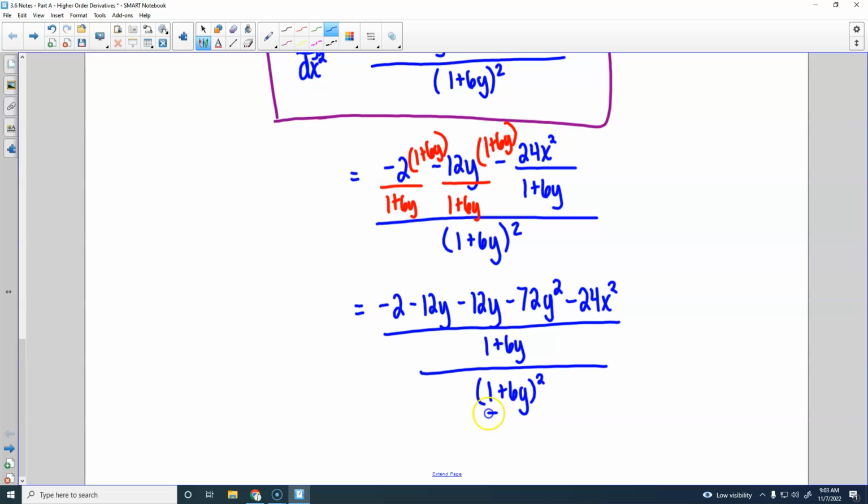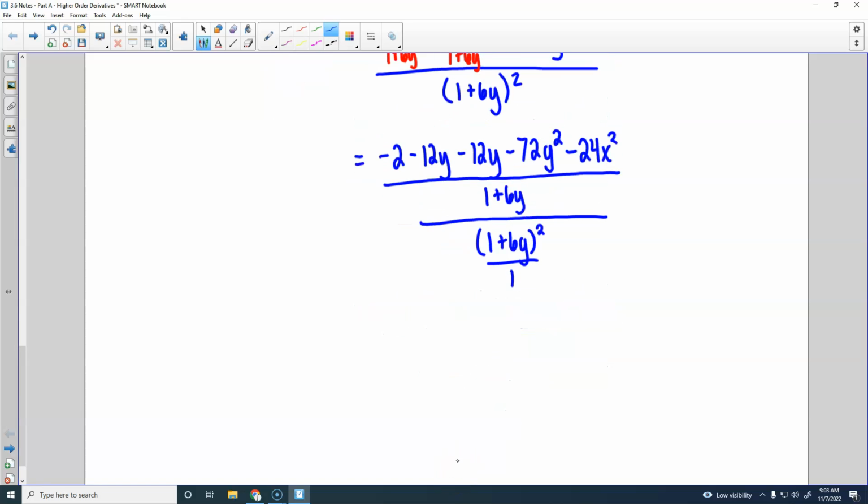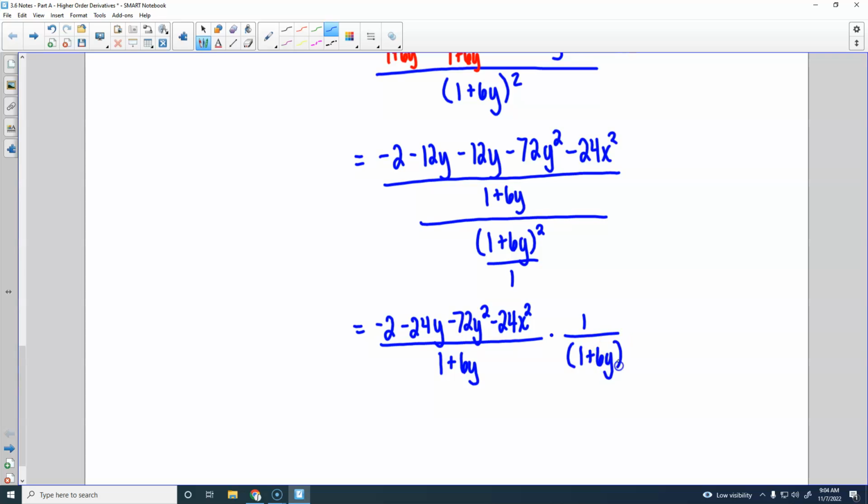And I'm going to write this as 1 plus 6y squared over 1 right here. So, dividing fractions is easy as pie. Flip the second and multiply. So I'm going to combine here in the numerator what I can combine. So I've got negative 2 minus 24y minus 72y squared minus 24x squared over 1 plus 6y times 1 over 1 plus 6y squared.